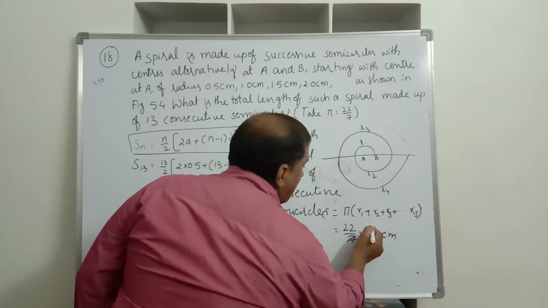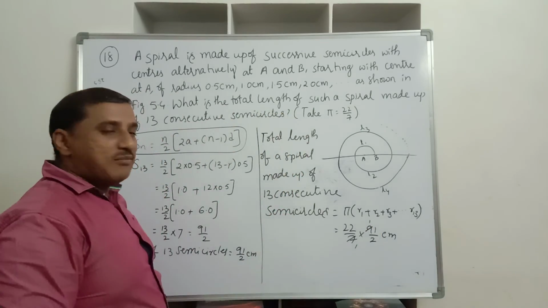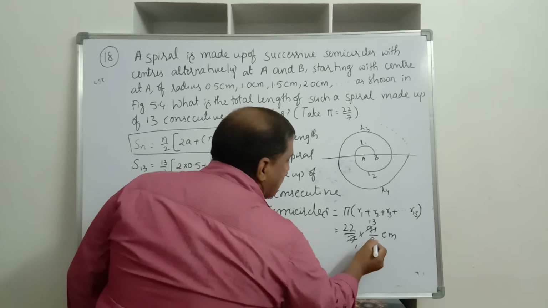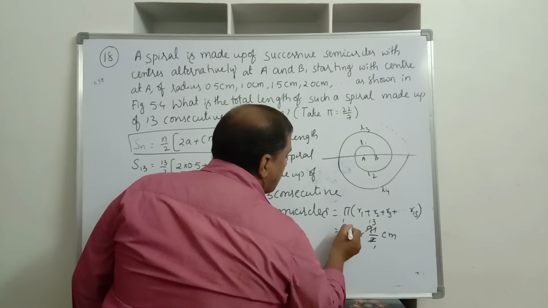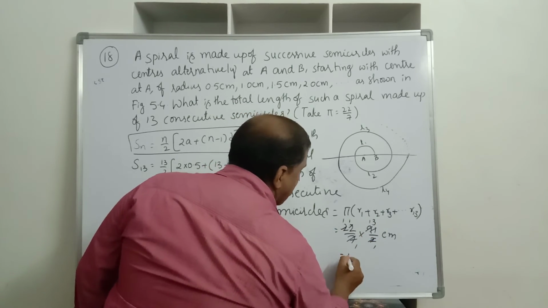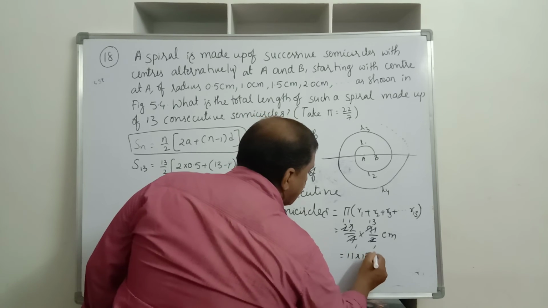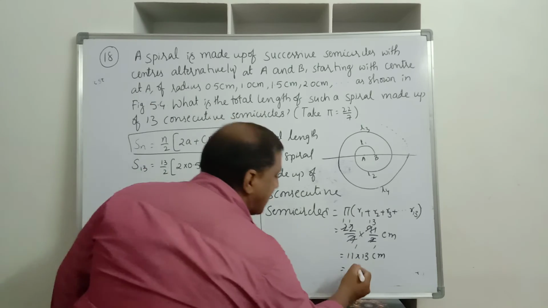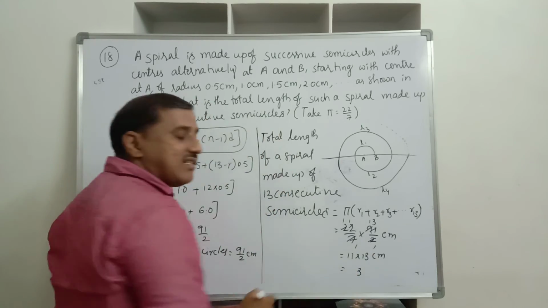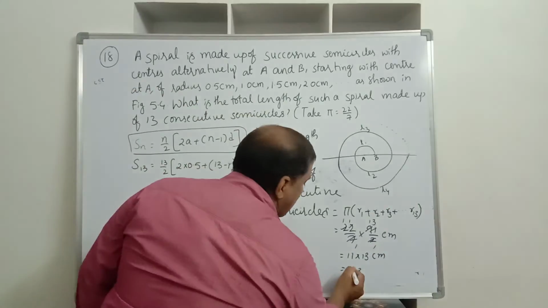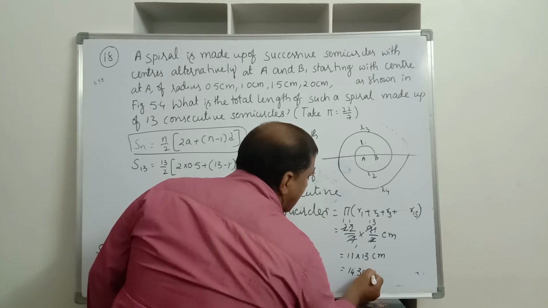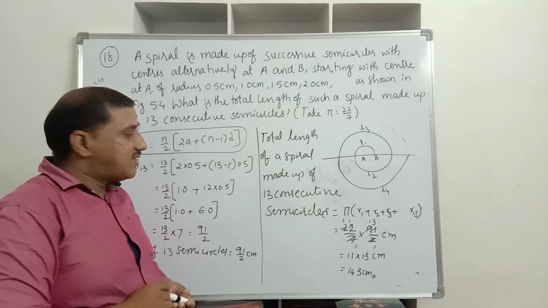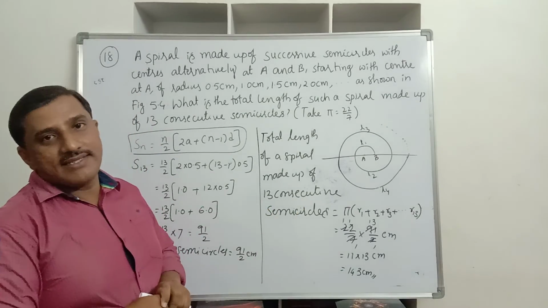7 ones are 7, 9 minus 7 is 2, bring down 1, 21, 7 threes are 21. Cancelling, we get 11 into 13 centimeters. 11 threes are 33, 11 ones are 11, plus 3 is 14. So 143 centimeters is the total length of this spiral, which is made up of 13 consecutive semicircles.